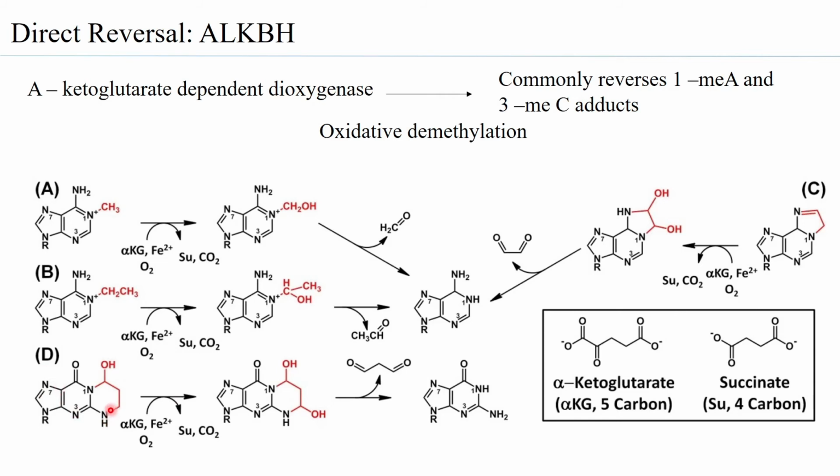As you can see over here, most of the methylated nitrogen bases, or even cyclized adducts that are there, are basically converted in such a form that they react with molecular oxygen, and after reacting with the molecular oxygen, the alpha-KG, which is a co-substrate, gets decarboxylated and forms succinate, and carbon dioxide is released.